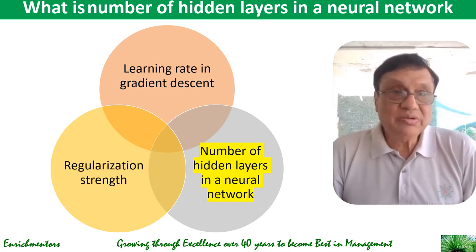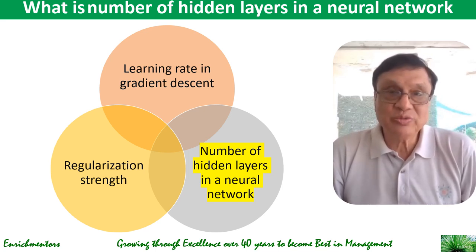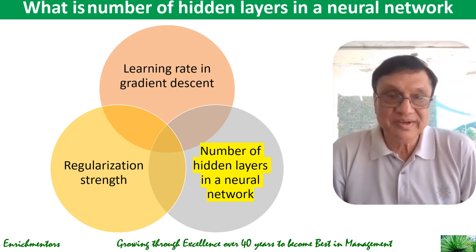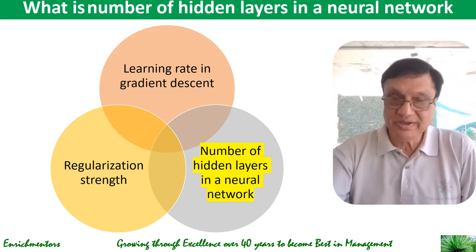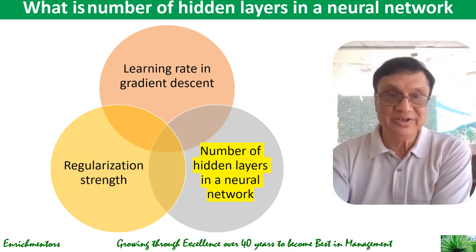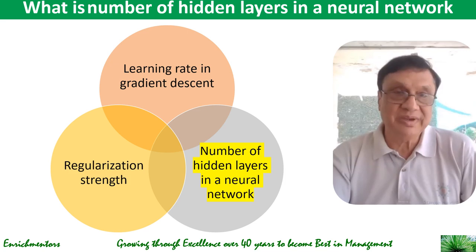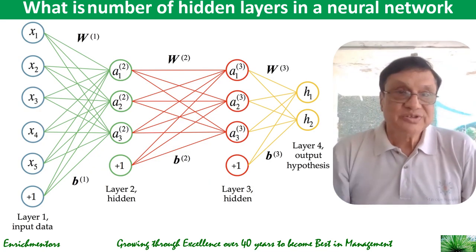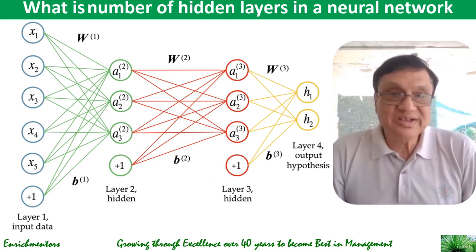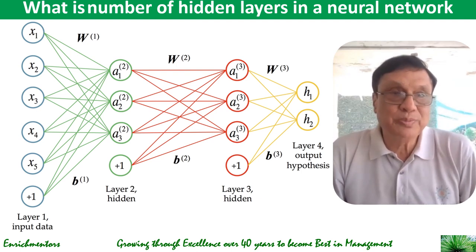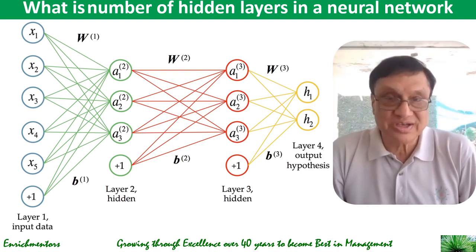As we saw, hyperparameters are parameters that are set prior to model training and they control the learning process. One of them is the number of hidden layers in a neural network, and it is very commonly used in deep learning algorithms. The number of hidden layers in a neural network refers to the layers between the input layer and output layer, as you see here.